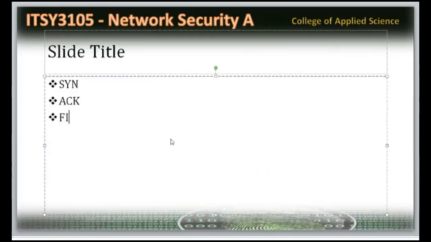Then we have FIN. A FIN packet means I want to close a connection. If I want to close a connection, I can use the FIN. Then RST. RST means reset a connection. So these are all the different flags available. These are all called TCP flags. Now, these TCP flags will be used in scanning.